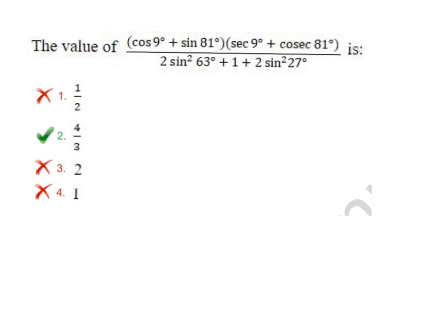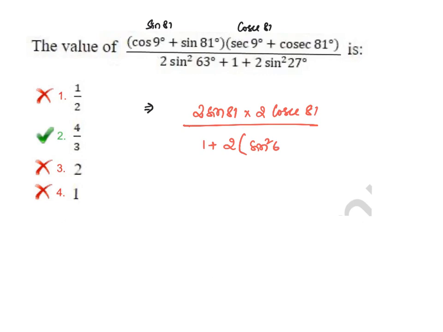I am writing cos 9 as sin 81, secant 9 as cosecant 81. So the numerator becomes 2 into sin 81, 2 into cosecant 81. By 2, taking common, you'll get sin square 63 plus cos square 63. In the numerator, sin 81 and cosecant 81 get cancelled. So 2 plus 2 into 2 becomes 4. The denominator, 1 plus 2 is 3, because anyway this becomes 1. So the answer is 4 by 3 here.